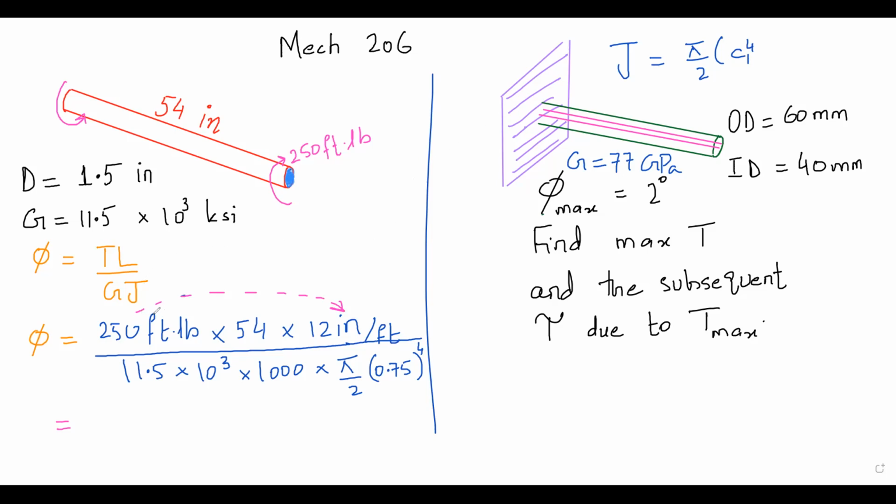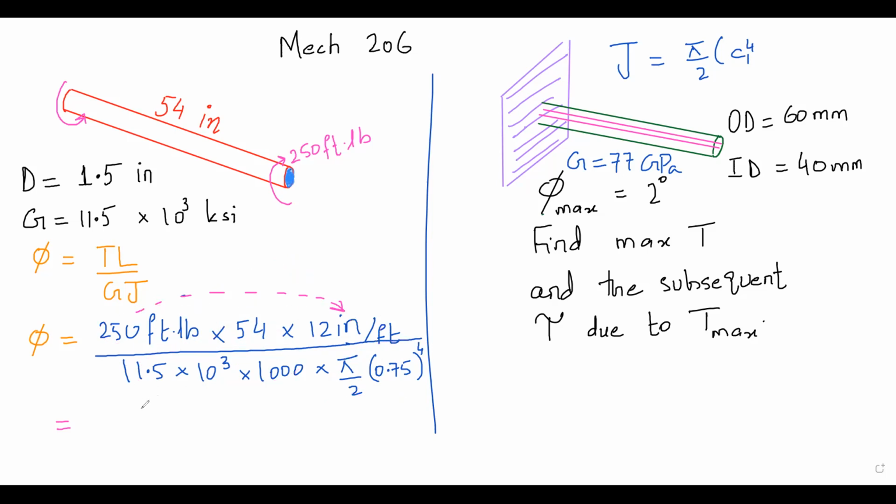No, this is in feet-pound. So I'm converting this feet into inches by using 12 inches per foot. The diameter is in inches as well. Everything, I'm converting into inches. This thing is in inches. I converted this into inches by multiplying here. This is already in kilo-pounds per square inch. This is already in inches. Everything in inches.